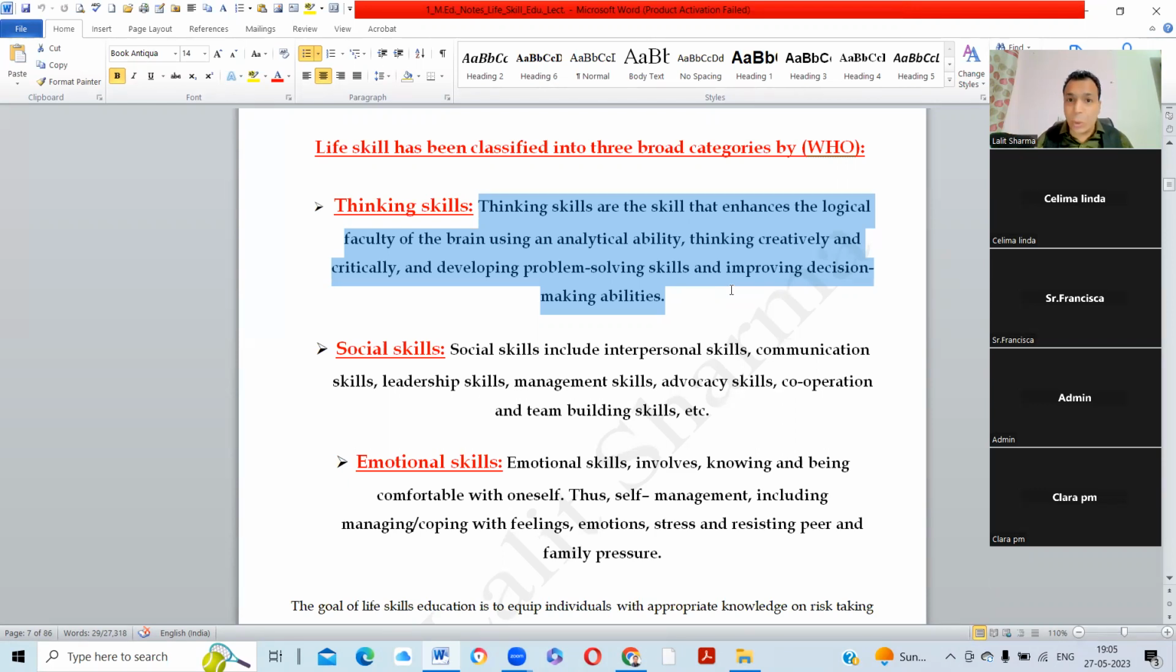What are the domains? Basically, when we talk about psychology, cognitive domain, affective domain, psychomotor domain. This is the purpose of teaching. The purpose is not teaching to finish the syllabus. That's why it is said, teaching is not everybody's cup of tea. So thinking skills, yeah, again.